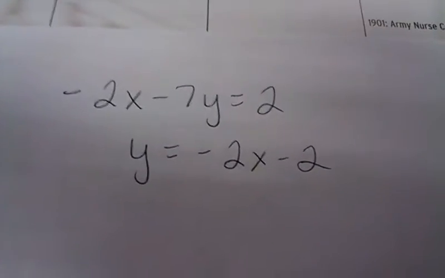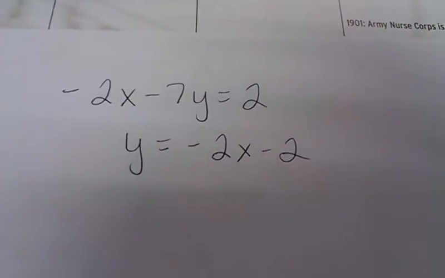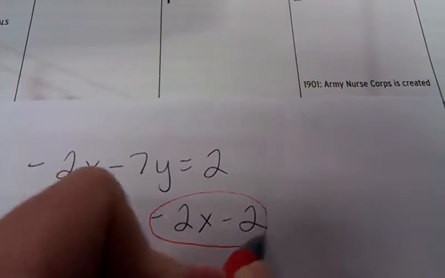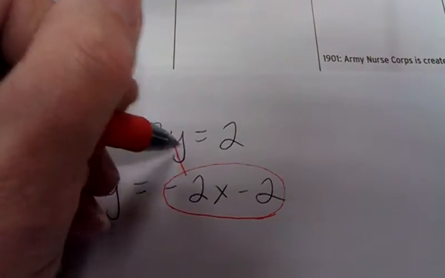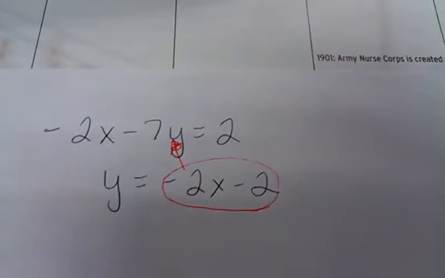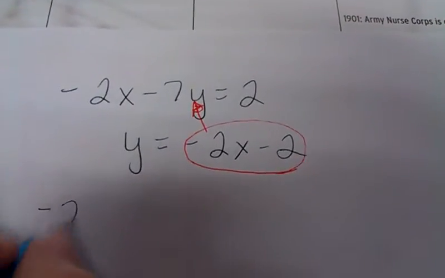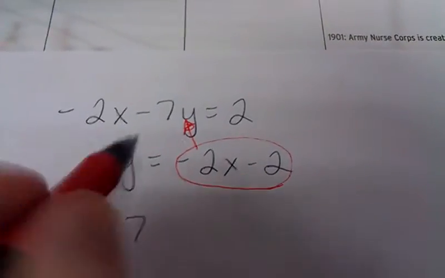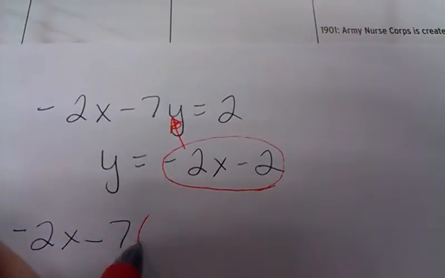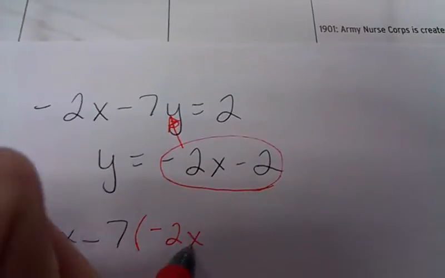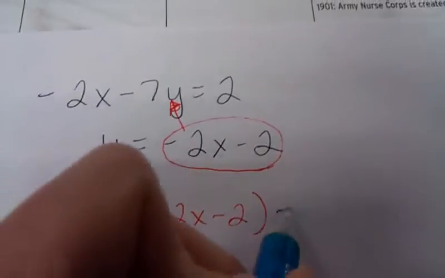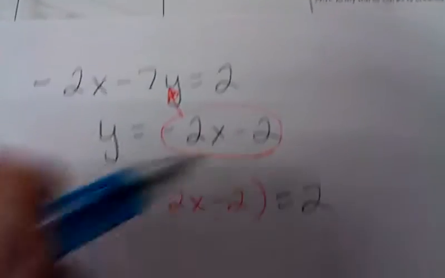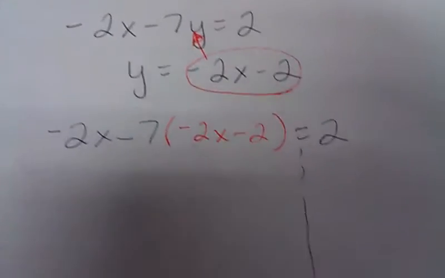Okay, welcome back. Now, I see that one of my equations is written in y equals form. You should have circled this right here, substituted it in here for y. I have negative 2x minus 7. Instead of 7 times y, it's going to be 7 times negative 2x minus 2. And that equals 2. I'll draw my line and solve this.